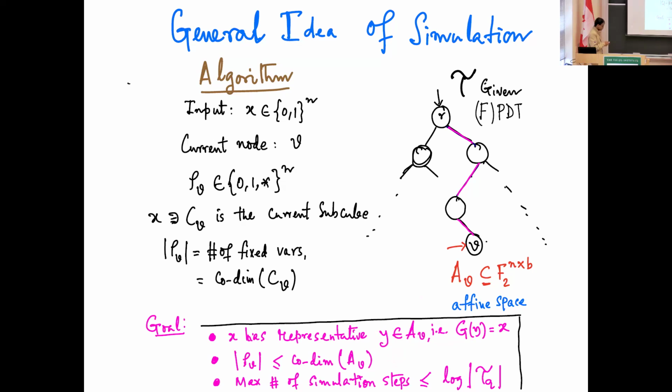And the other thing, because I want to maintain the width, is that the number of things that I'm going to remember should be at most the codimension of Av. If I can maintain the second invariant, then I know that I'm never going to exceed the width budget. And finally, I want to do all this in such a way that the maximum number of simulation steps in my algorithm is never going to be more than roughly log of the size of the decision tree.